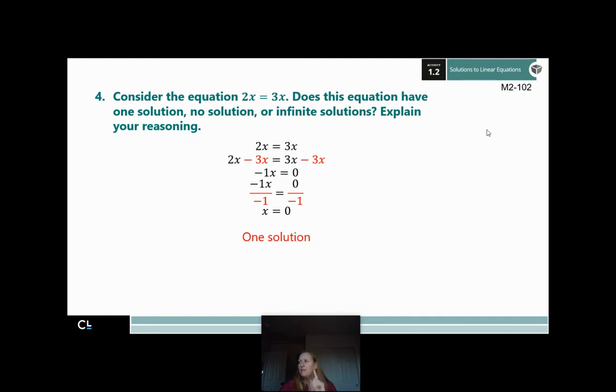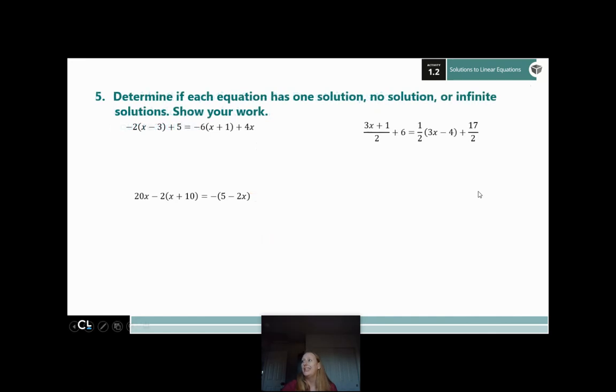So with that in mind, this problem is not in your book. It's not in your book. But you might want to find either some space in your book or maybe find some paper somewhere that you can work separately. I would like you to determine if each equation has one solution, no solution, or infinite solutions. And you're going to have to show your work. So that means you're going to need to solve it, okay? You're going to need to actually solve these, work these out, and see what you discover.